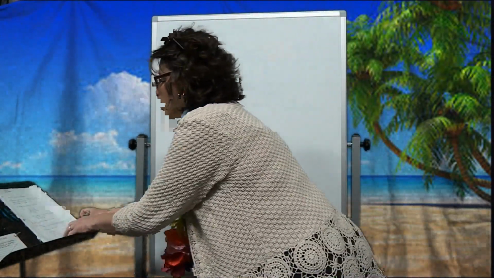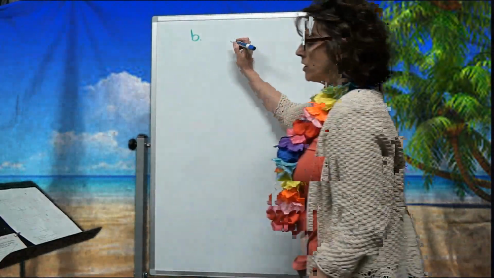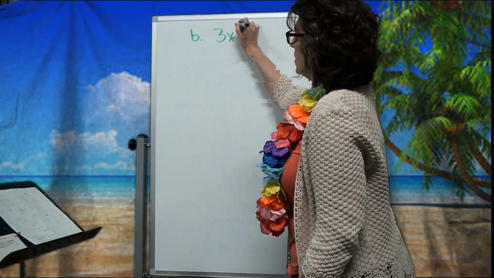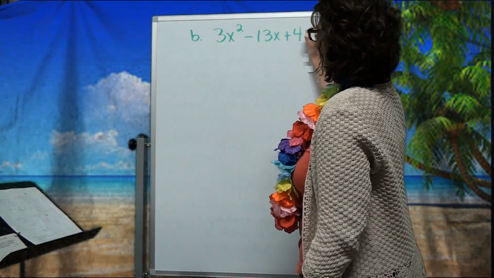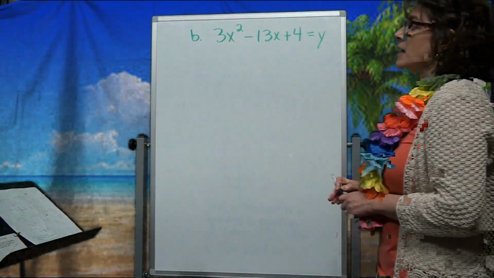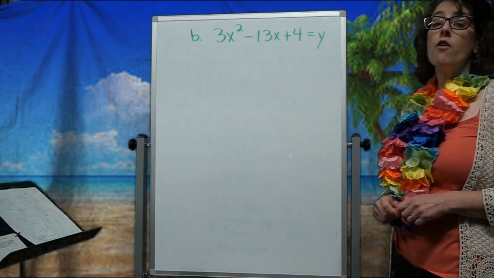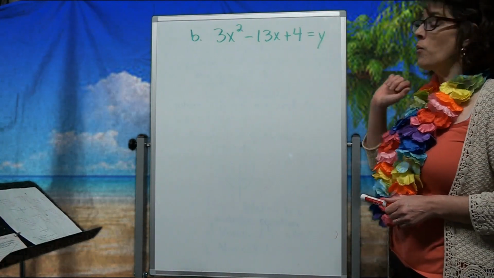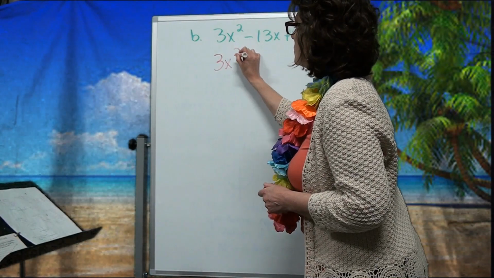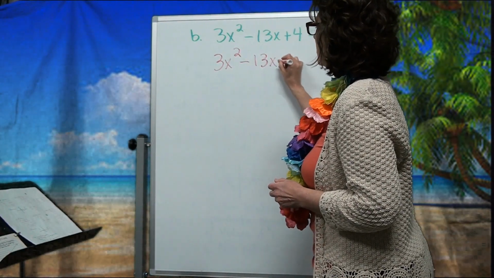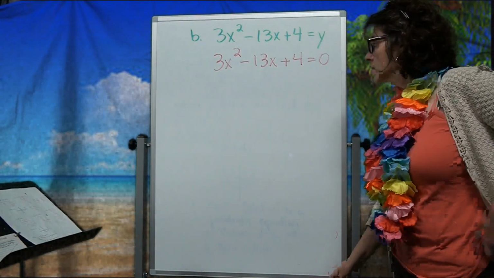All right, so a couple more examples here. Let's take a look at an equation that looks like this. 3x squared minus 13x plus 4 equal to y. And again, my directions say that I'm going to solve this quadratic. In order to solve it, I need to take that y out and put a 0 in its place. So when I do that, this is what I get. Take that y out, put a 0 in its place.